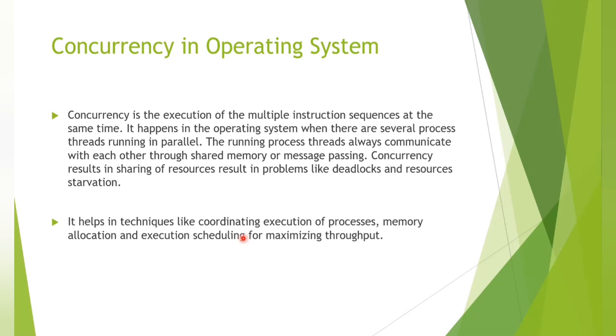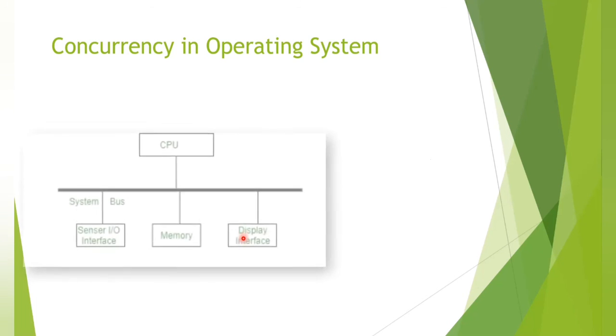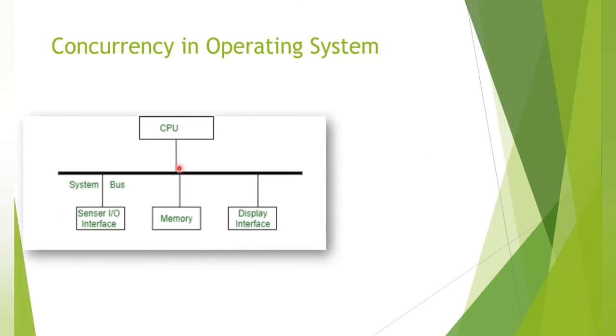It helps in techniques like coordinating execution of processes, memory allocation, and execution scheduling for maximizing throughput. So this is a multi-programming environment. We see there is a single CPU, a single processor, and we have sensor, input output interface, memory, and display interface. So a single processor takes care of all these. So this is a multi-programming environment.